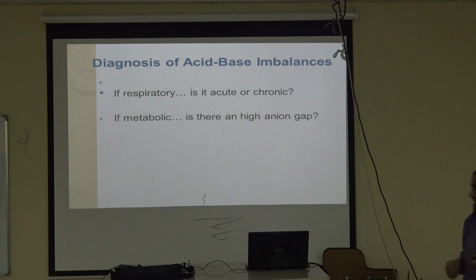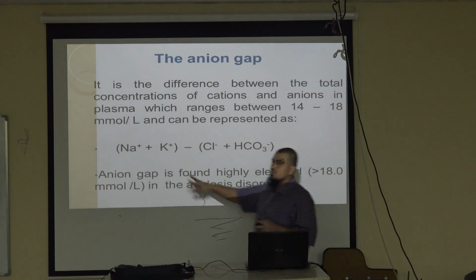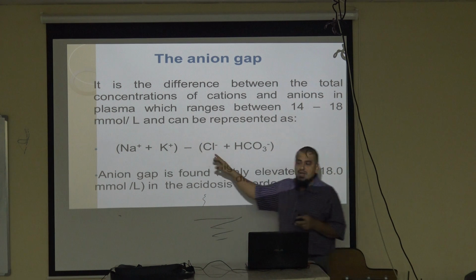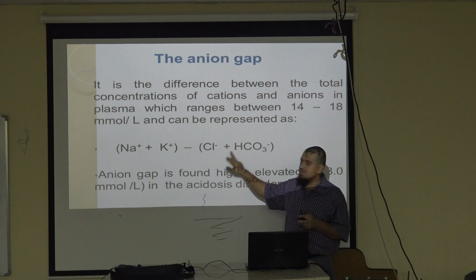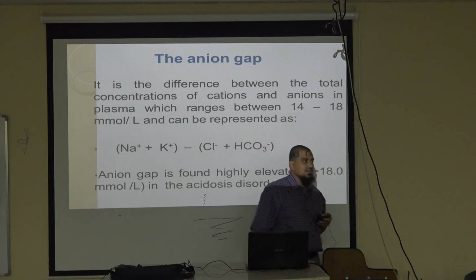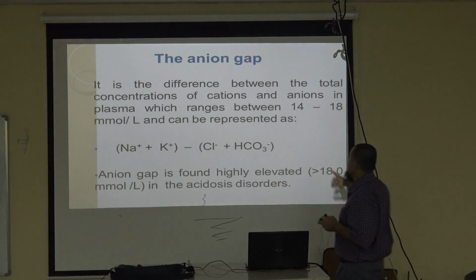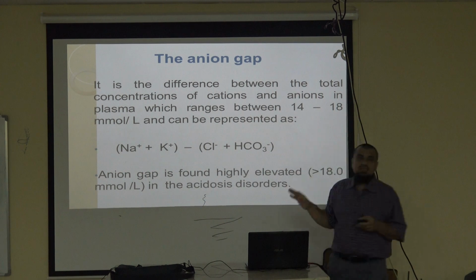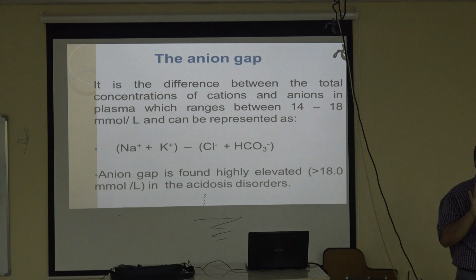Chloride and bicarbonate. So actually what you do, you measure the concentration of sodium and potassium, and you measure the concentration of chloride and bicarbonate. You add the two anion concentrations and you add the two cation concentrations. The difference is called anion gap, and normally it is from 14 to 18. In certain metabolic acidosis conditions, the anion gap remains the same. Clear? While in other metabolic acidosis, the anion gap becomes increased.